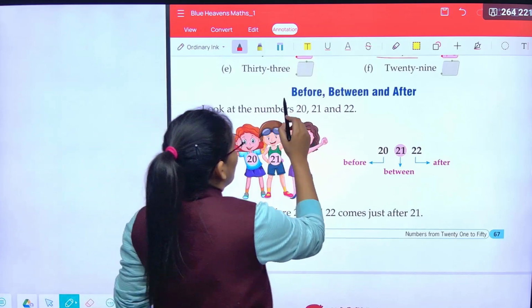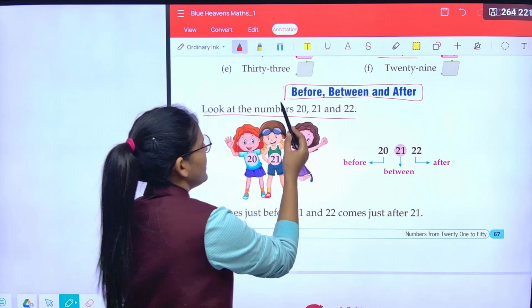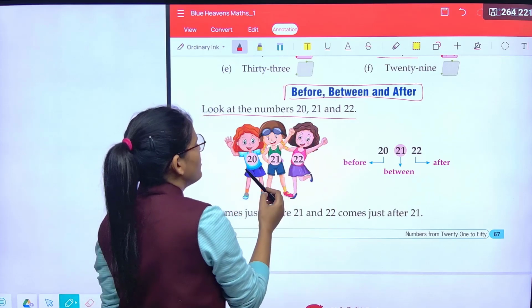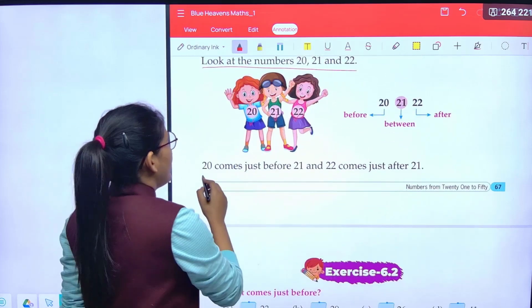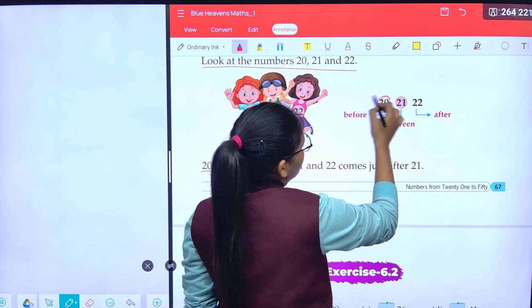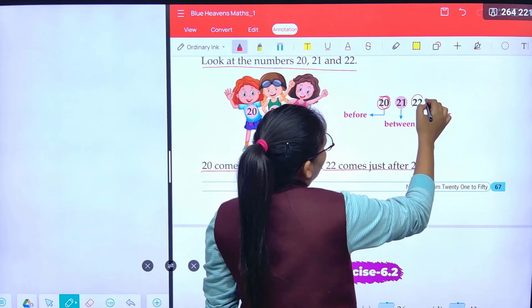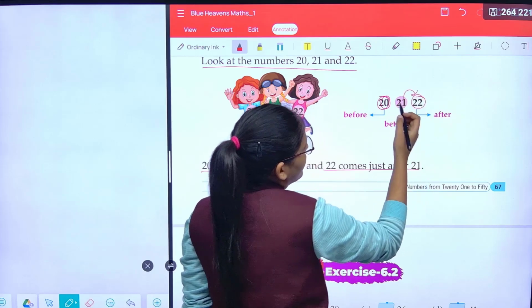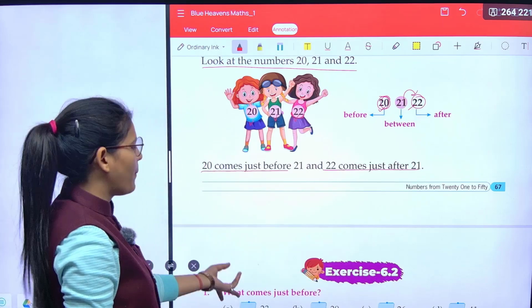Now class, before, between and after. Look at the numbers 20, 21 and 22. See class, 20 comes just before 21. 22 comes just after 21. Understand? And 21 comes between 20 and 22.